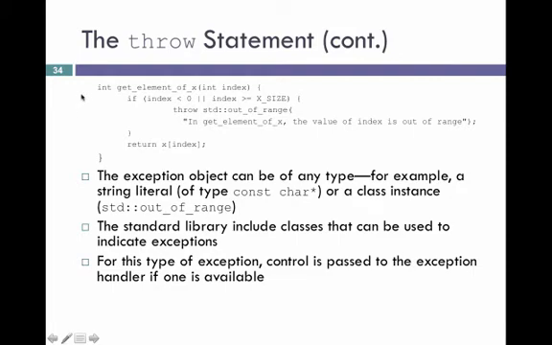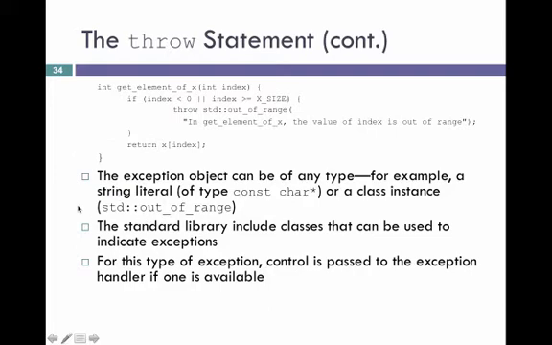So here's an example of our get element of x function, and we check to see if that index value is out of range, then we throw an exception, this out of range exception. And so this expression in the throw statement can be an object of any type. Okay, we saw the string and this out of range object here.